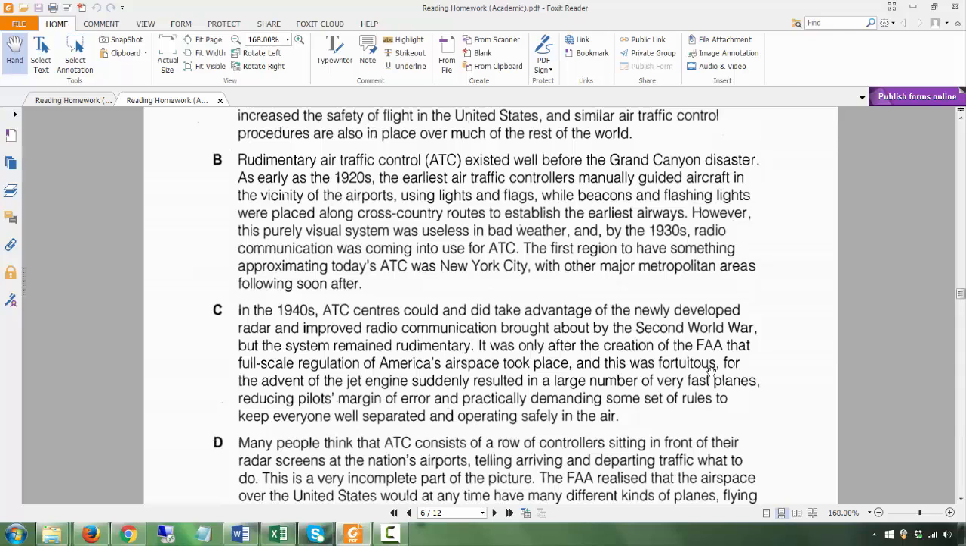this was fortuitous, for the advent of the jet engine suddenly resulted in a very large number of very fast planes. Okay, so you have the 2 developments being probably the creation of the FAA, that full-scale regulation of America's airspace took place, and then so this was a coincidental event, and then the advent of the jet engine resulting in a large number of very fast planes. Okay.